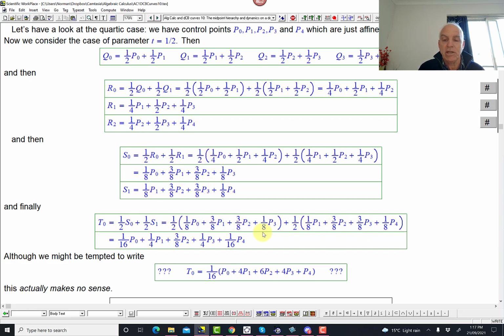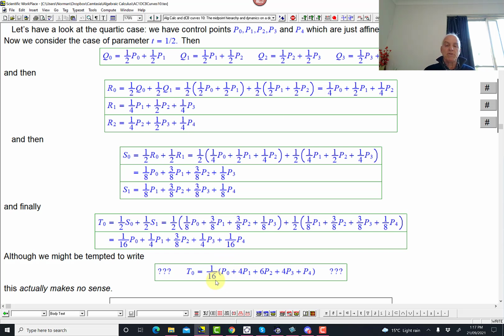So we just take the average, essentially, of this expression and this expression, and you work that out, and you get 1/16 P0 plus 1/4 P1 plus 3/8 P2 plus 1/4 P3 plus 1/16 P4. Although we've lost the common denominator, the coefficients are really 1, 4, 6, 4, 1 with a common denominator of 16.